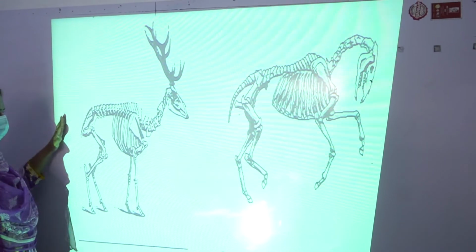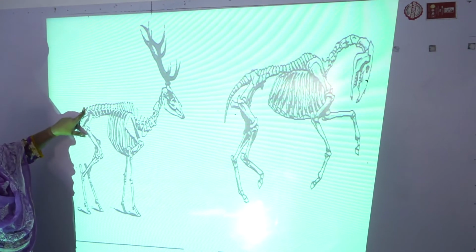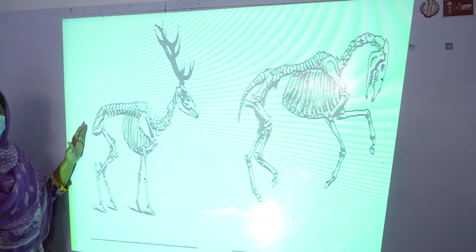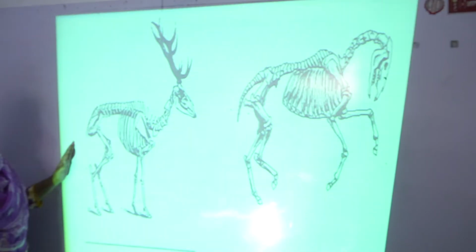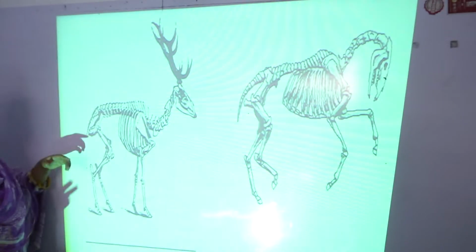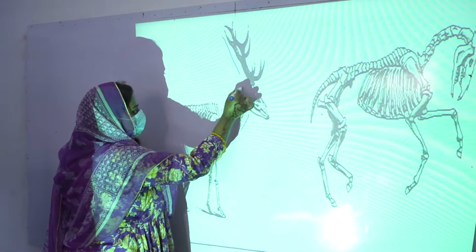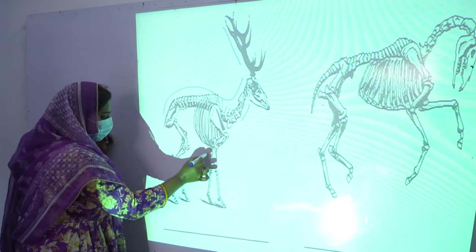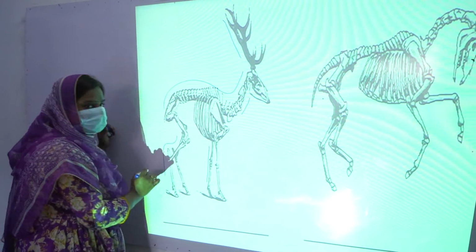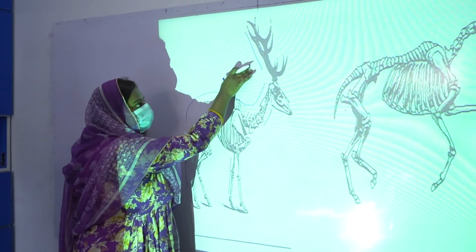Look at the picture. Here are some animal skeletons. You have to identify the name of these animals and write down in the blank. Look at the first picture. As you can see, a body like a deer, legs. So this is an animal. The horn shows that this is a swamp deer.